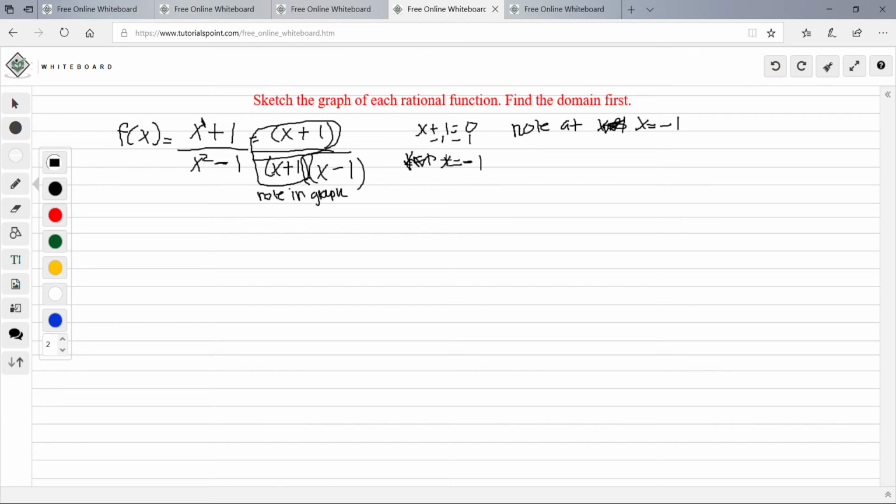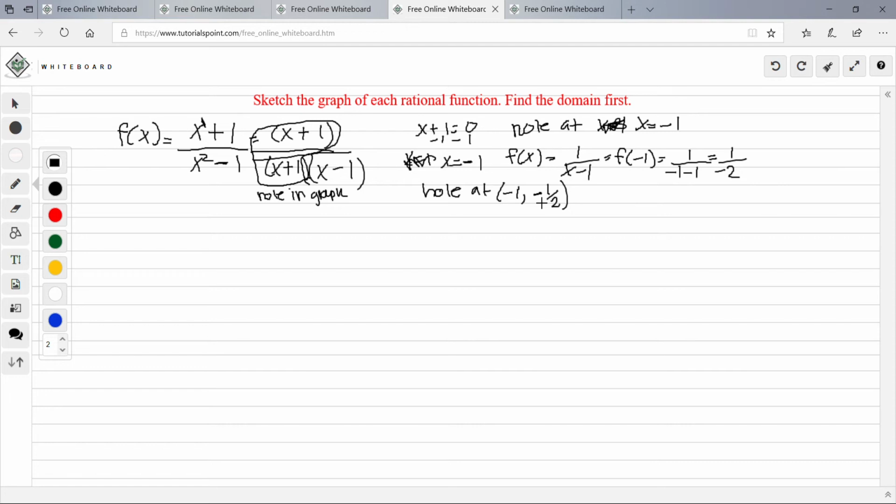Now let's find the y value. Since this cancels, our new function is just 1 over x minus 1. If you put negative 1 in for x, f of negative 1 is 1 over negative 1 minus 1, which is 1 divided by negative 2. So our hole is at x value negative 1 and y value negative 1/2, or negative 0.5. It's the same thing.